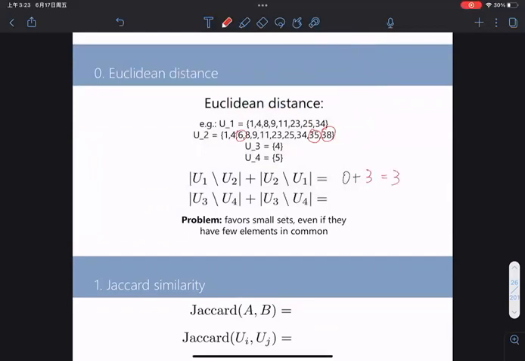And this one, the 5 is not in 4, so it is 1. And the items in set U4 but not in set U3 is also 1. There is 1 element, 5, so the final result will be 2.